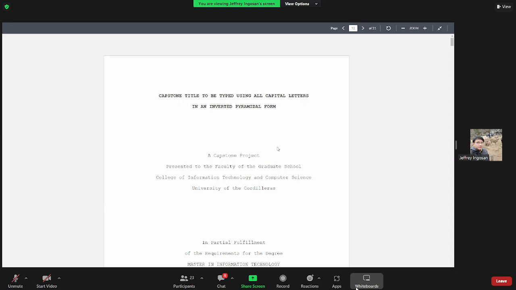There's a question here, sir. Will the panel members check the revisions of the manuscript or the advisor only? Initially, the checking would be done by the advisor. Once the manuscript is approved by the advisor, that's the only time you share it with the panel members. So do not go yet with the panel member unless the manuscript is already approved by the advisor.